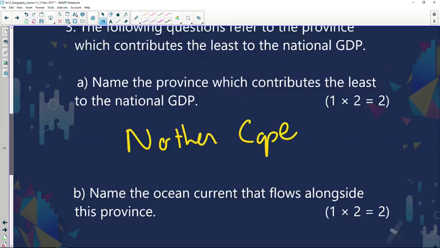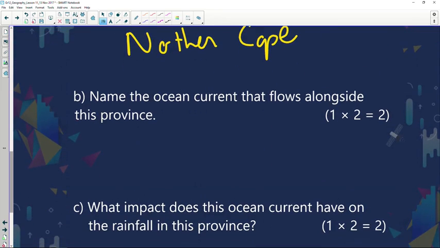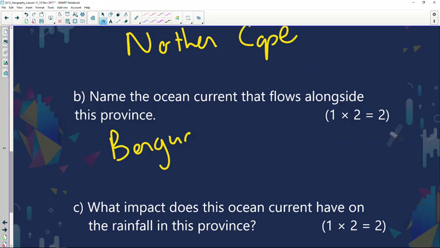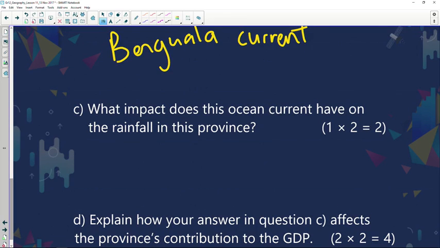Now, what they've done over here is integration of different sections. Name the ocean current that flows alongside this province. Now if you look at the Northern Cape where it's situated, they've got a coastline, and the ocean current that flows past it is called the Benguela current. Now the question over here, what impact does this ocean current have on the rainfall in this province?